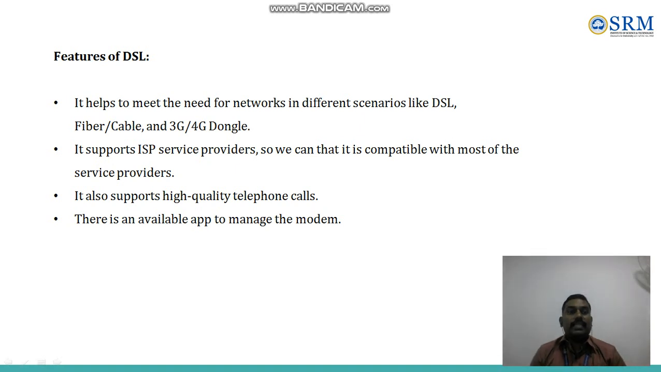And what is the future of DSL? It helps to meet the needs of networks in different scenarios. We can use different cables also, fiber cable, twisted pair cable or coaxial cable. It supports 3G and 4G technology. It supports ISP service providers. ISP means internet service provider, and it is compatible with most of the services. So using DSL, we can connect our system to the internet. The ISP will give a service to the telephone customers. It also supports high quality telephone calls. There is an app available to manage the modem.